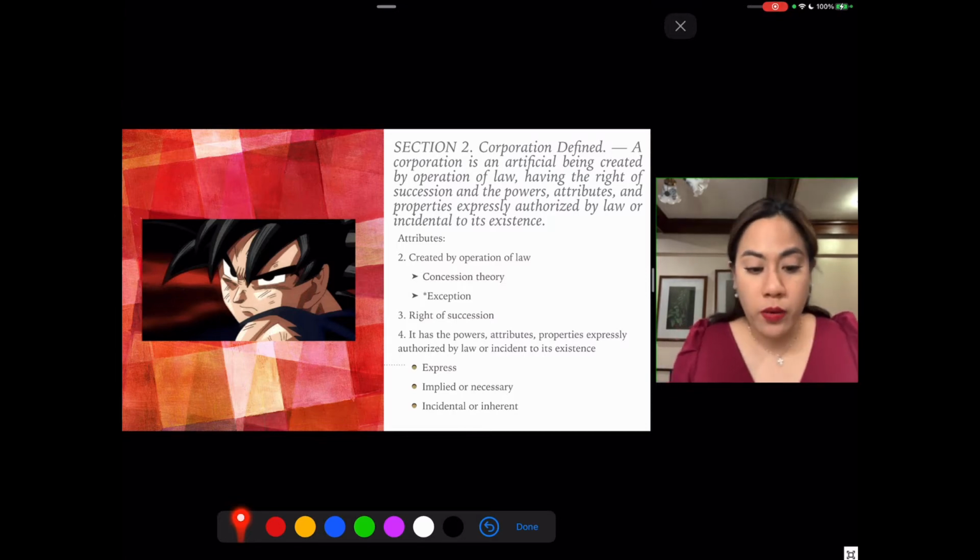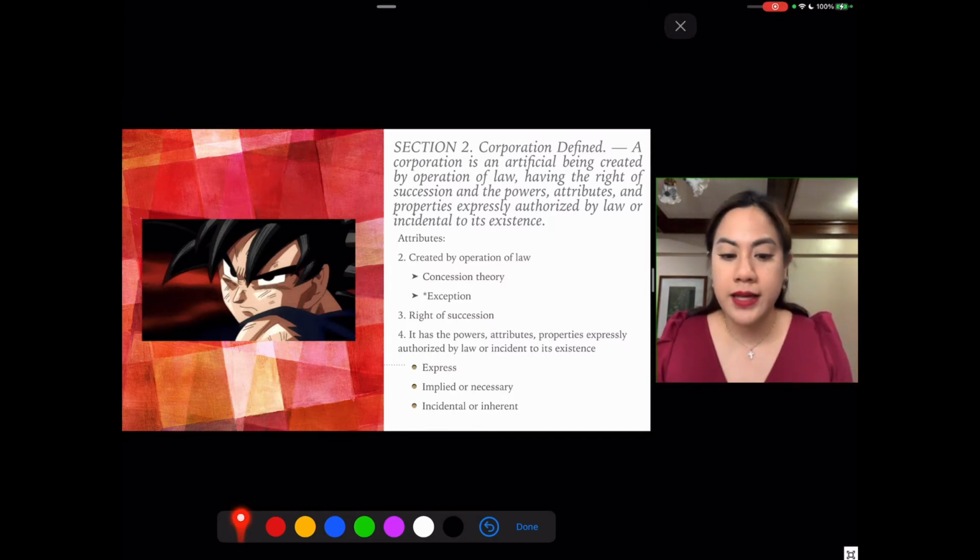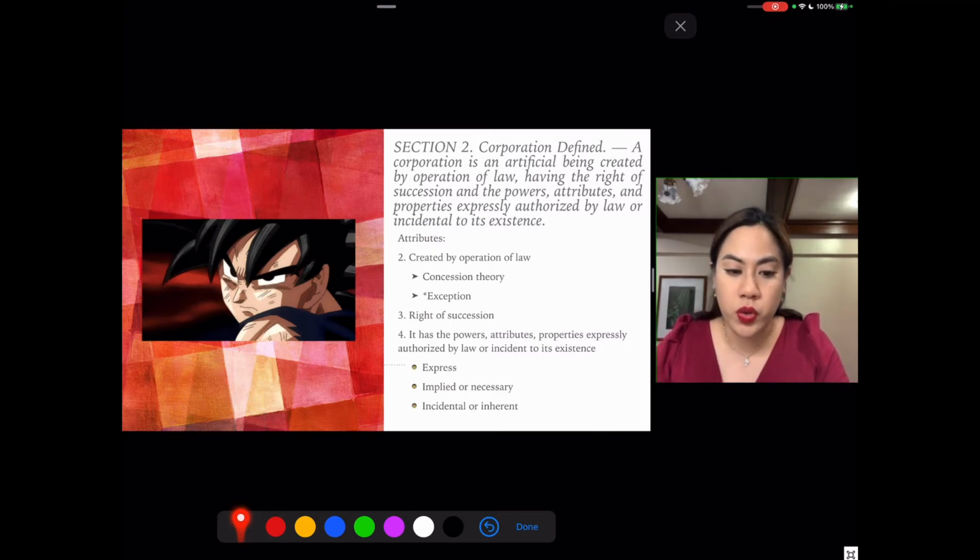Okay, there is, however, an exception to this. No? But before anything else, when you say created by operation of law, a corporation cannot come to existence by mere agreement, unlike a partnership. So the special authority or grant from the state is through the Revised Corporation Code.